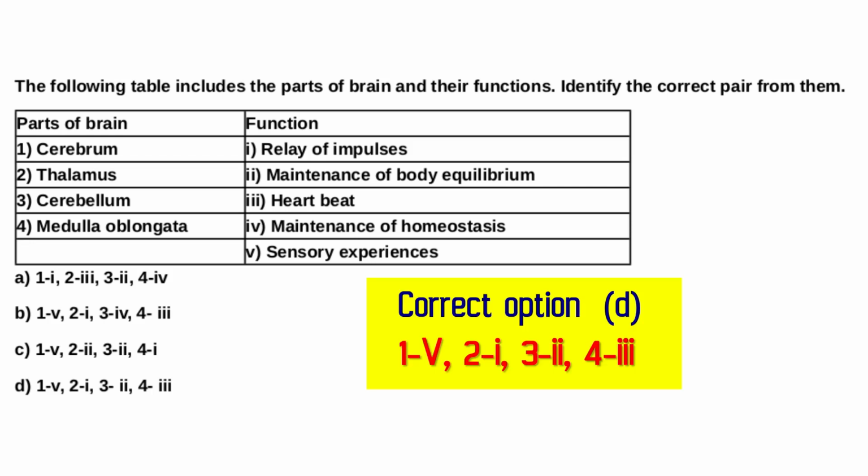That is, cerebrum controls sensory experiences. Thalamus is the relay station of impulse. Cerebellum maintains body equilibrium. Medulla oblongata regulates heartbeat. So the correct option is D.